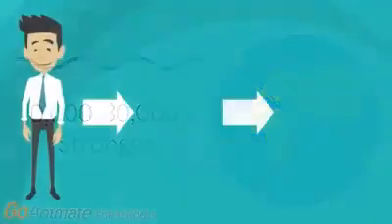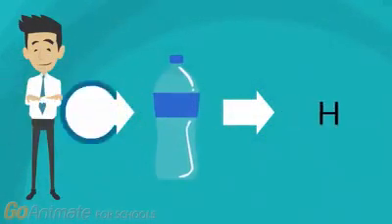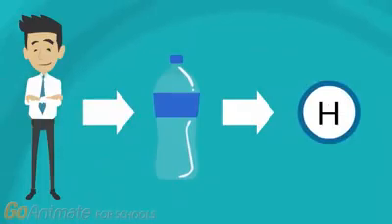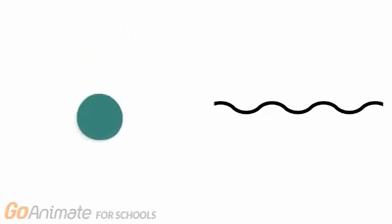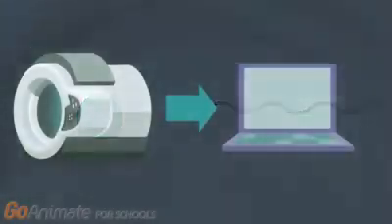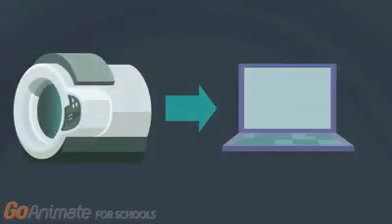body. As we all know, our bodies are mainly composed of water, which contain hydrogen atoms. These waves cause the nuclei of the atoms to change position. As the nuclei move back into their original positions, they emit their own radio wave, which the scanner picks up and ultimately turns into a picture that is seen on a computer.